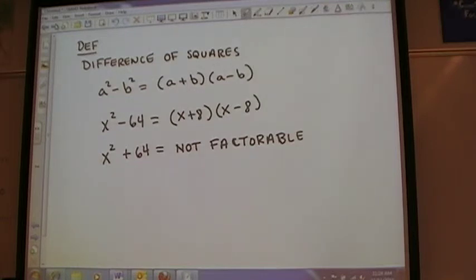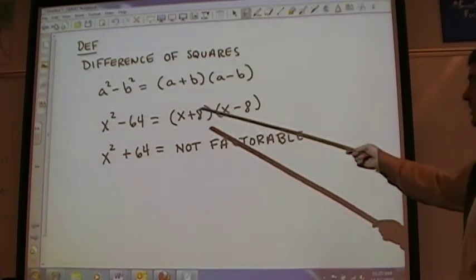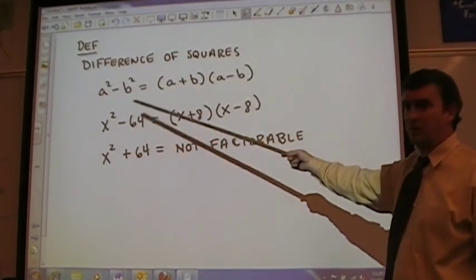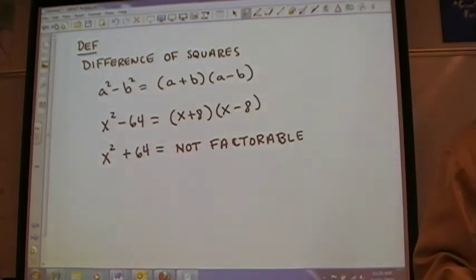Below that, x squared plus 64 is not factorable. There's no way that you could have two binomials that multiply to give you x squared plus 64. This formula is difference of squares. What does difference mean? Subtraction. There is not a sum of squares formula. So you cannot factor a sum of squares. So if I give you that problem, x squared plus 64, you would just say not factorable.